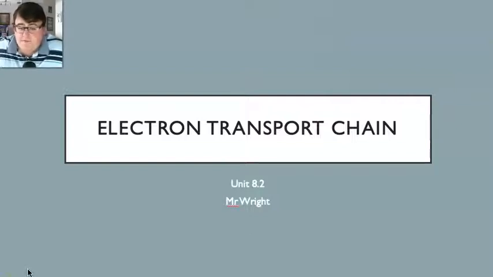This is our fourth video in the cell respiration PowerPoint. This is an HL topic in metabolism, cell respiration and photosynthesis. In this one, we're looking at the last stage of aerobic cell respiration, which is the electron transport chain.